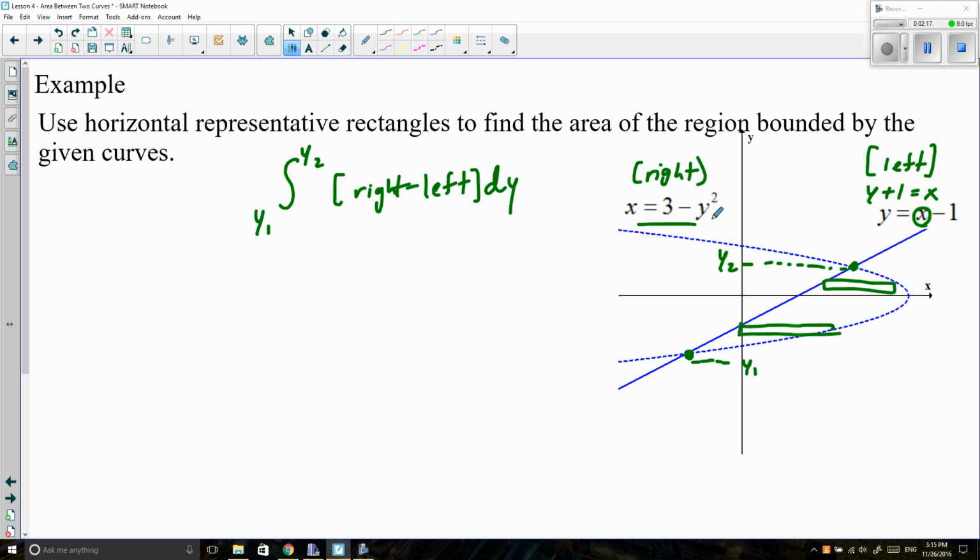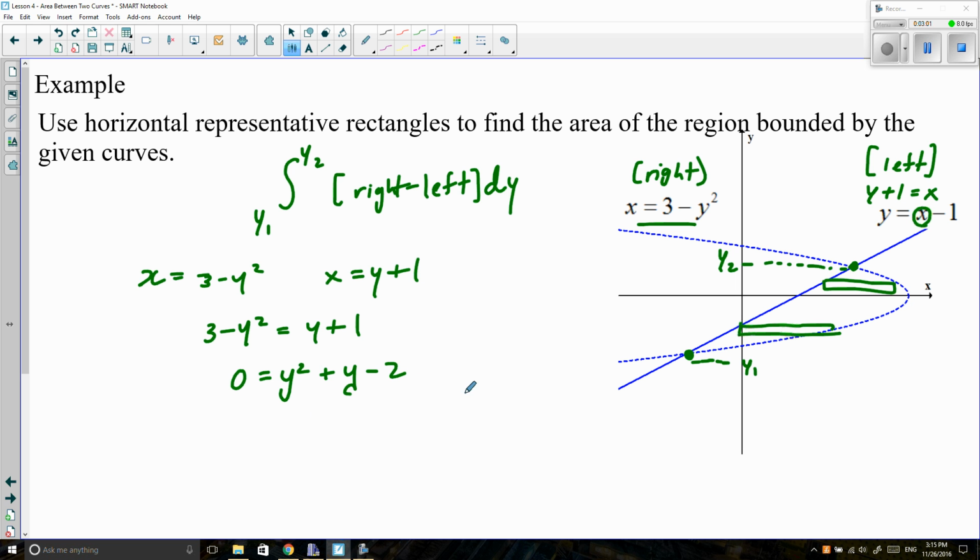So to find the intersection point between two graphs, I have to set these graphs equal to each other. So I'm going to write it out over here, x is equal to 3 minus y squared, and now I have x is equal to y plus 1, and I'm going to set these equal to each other. So 3 minus y squared is equal to y plus 1. Okay, so when I look at this equation, it's going to end up being quadratic. So I'm going to bring everything to the right-hand side. So I get 0 is equal to positive y squared, and then I get positive y, and then 1 minus 3 is going to end up giving me negative 2.